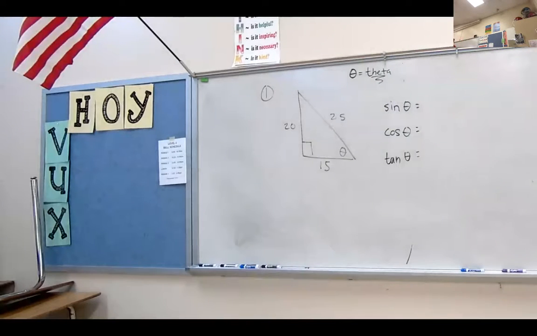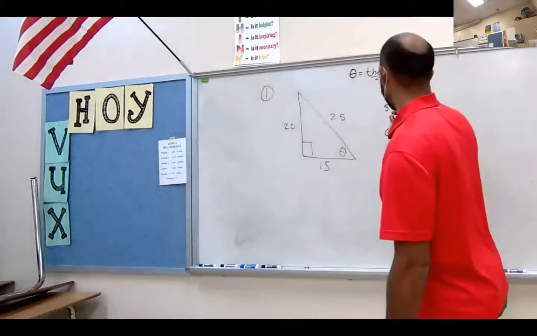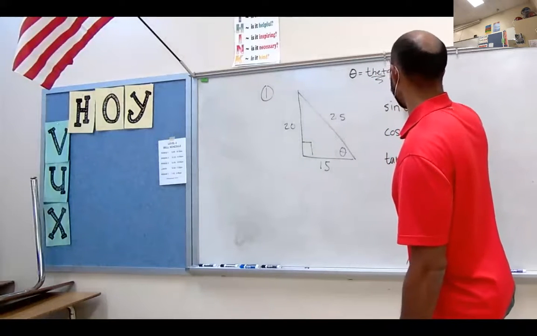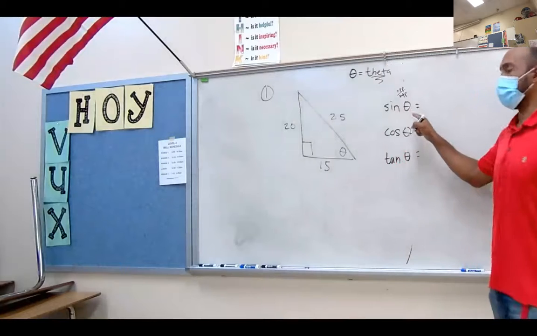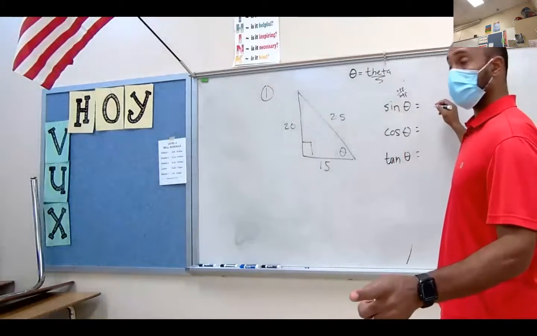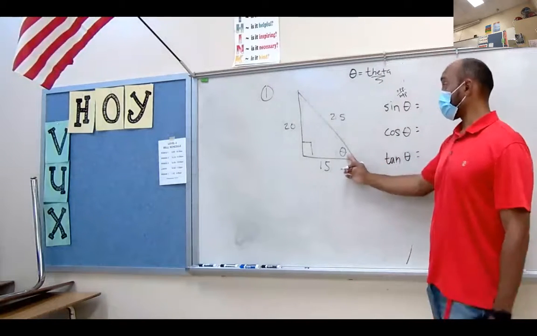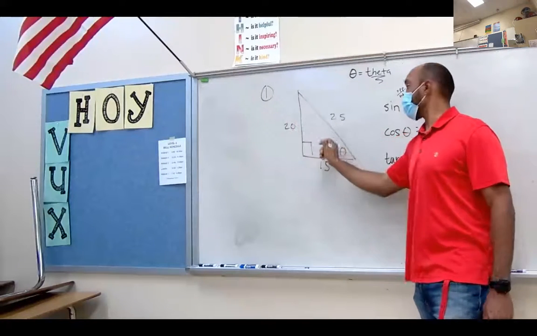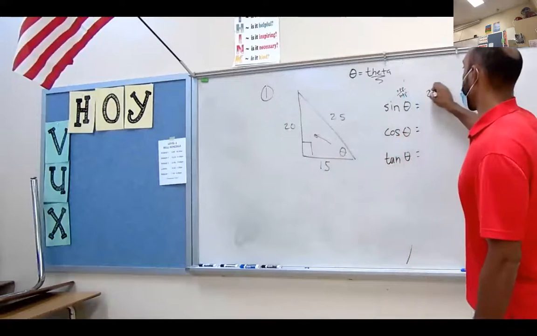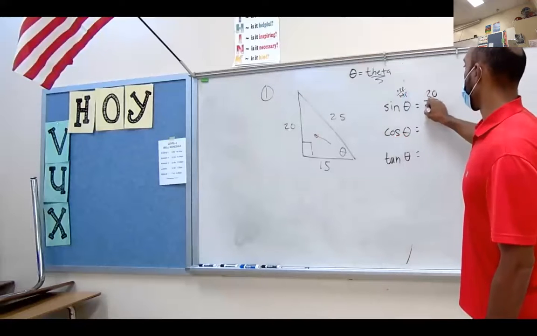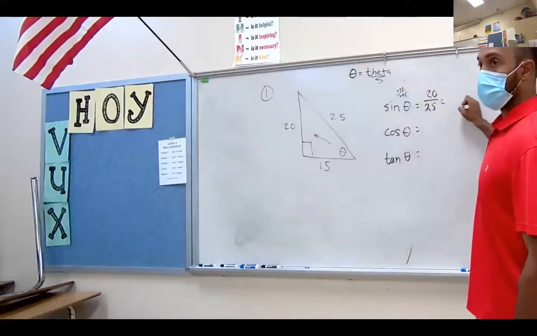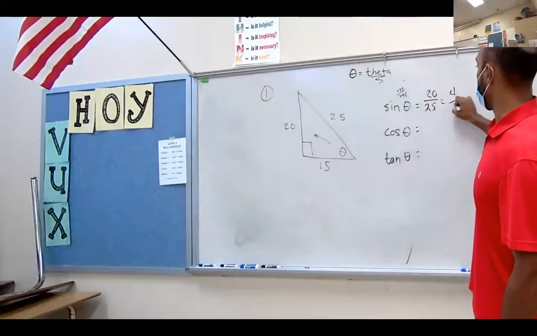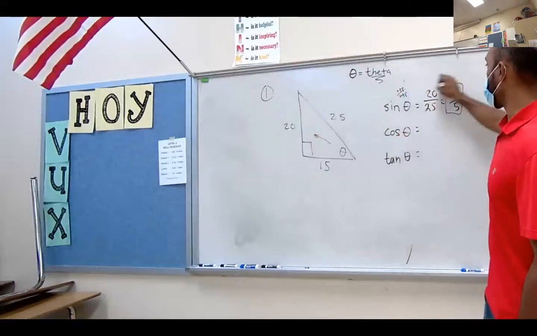Okay. So sine, again, that's going to be opposite over hypotenuse. What is the opposite side? 20, not 15. There's theta. Right, across this way, straight across. That's opposite. So 20 over the hypotenuse, which is 25, and then reduce that. It becomes 4 over 5. Okay, so make sure you always reduce it.